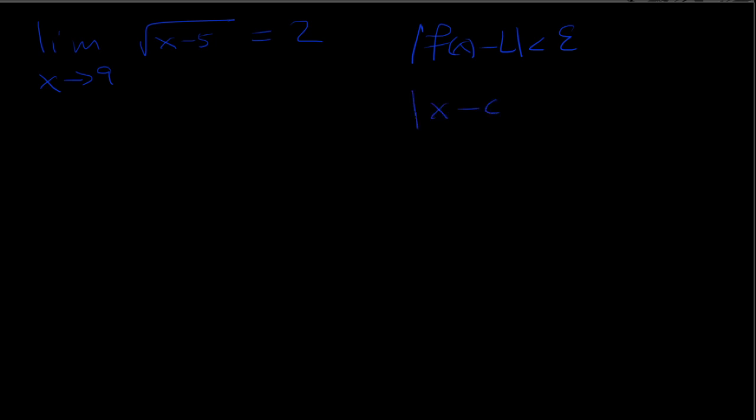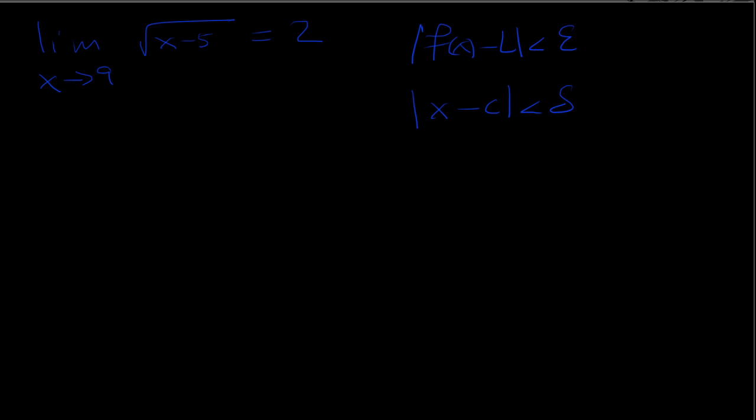So let's say we have the limit as x approaches 9 of square root of x minus 5 equals 2. Okay, here I'm going to first do my absolute value of f of x minus my limit. It's less than epsilon. And the second step, I'm going to be looking at the absolute value of x minus c being less than delta. And again, I want to find a range for x, so then I can choose what delta is going to be.